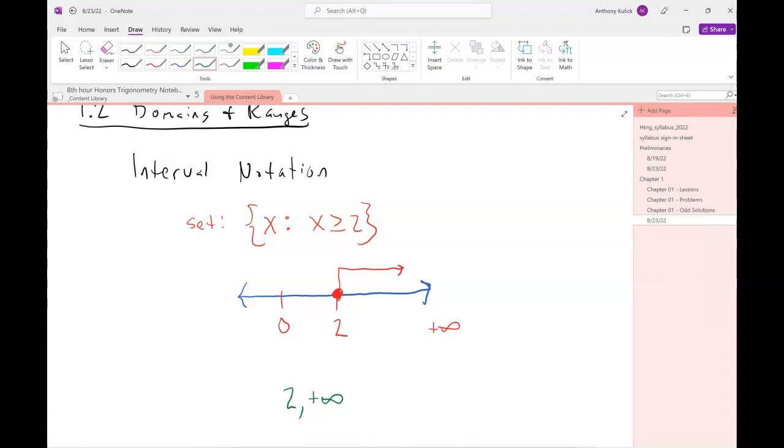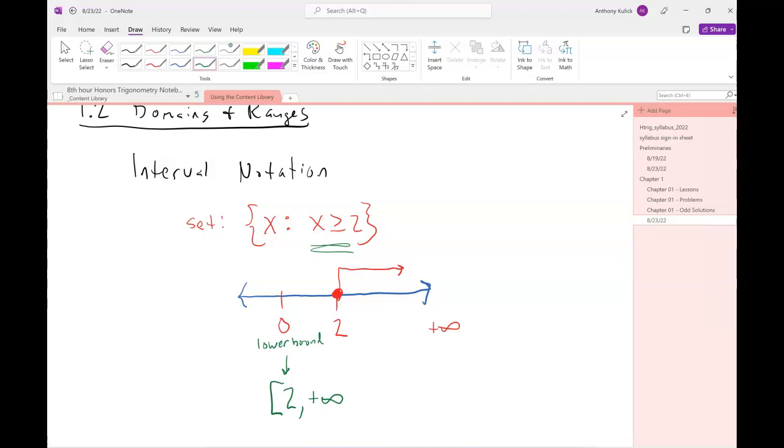The last thing I need to do is indicate whether the lower bound is included in that set. Does 2 satisfy the parameters for that set? Yes. So it should be included. To indicate that it's included, we use the square bracket.